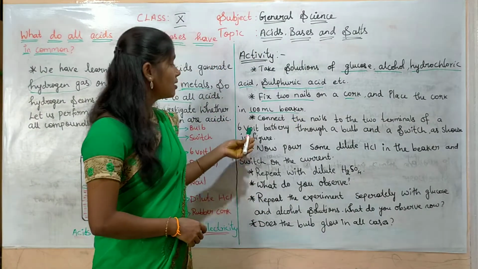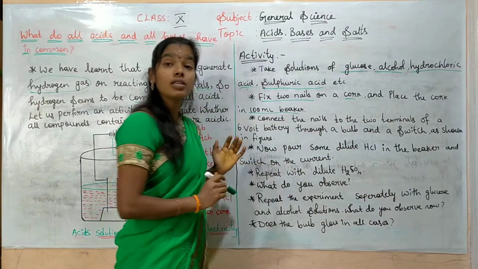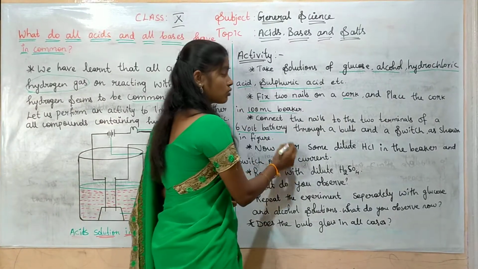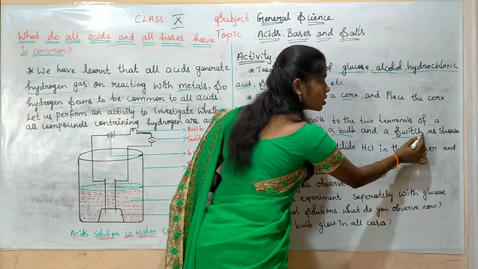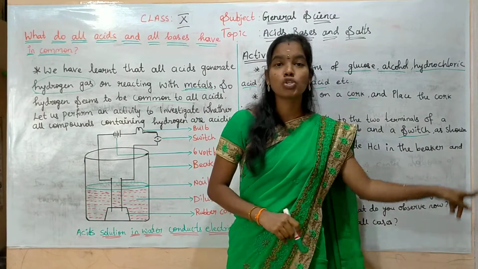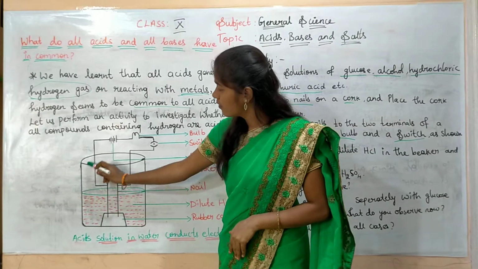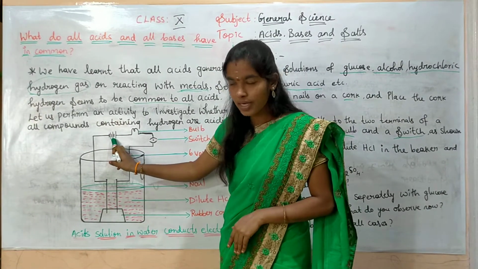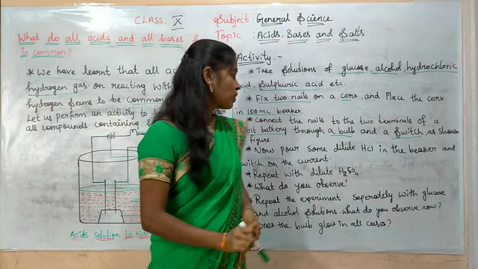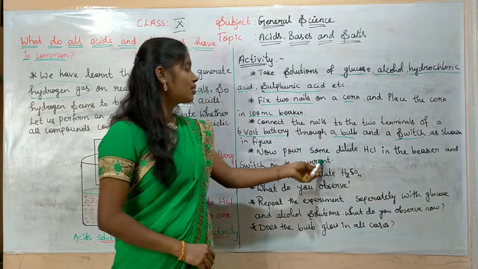And third, connect the nails to the 2 terminals of the 6 volt battery through a bulb and a switch, as shown in the figure. We have to connect them. And now pour some dilute HCl in the beaker and switch on the current.